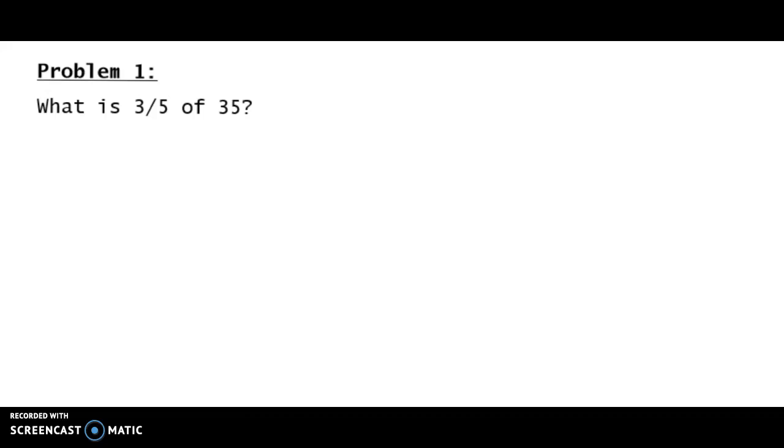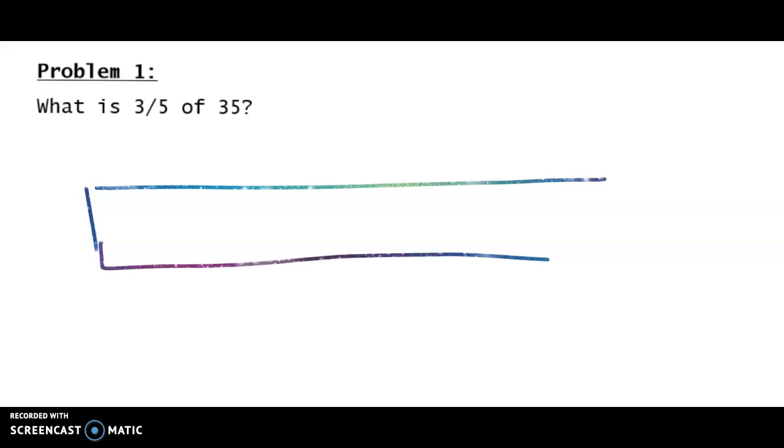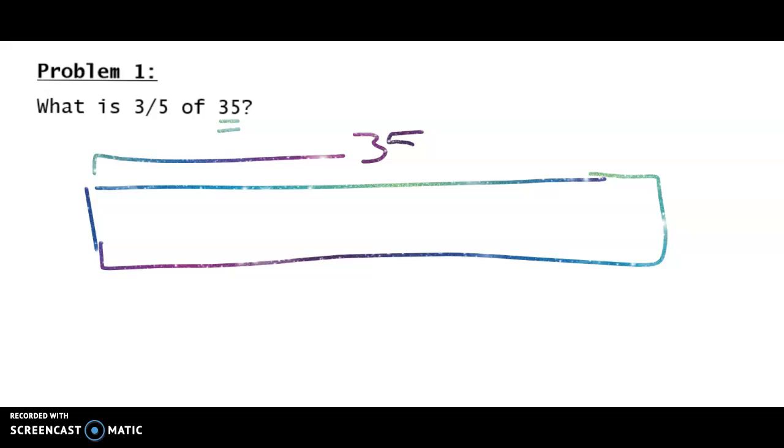Problem 1 asks us, what is 3/5 of 35? So the first thing I'm going to do is set up the tape diagram that we talked about. The tape diagram represents our total amount. Now, do we know the total of this tape diagram? Yes, we do, because we know we're looking for 3 parts of a total broken up into 5 parts, and that total is 35. So our total is 35.